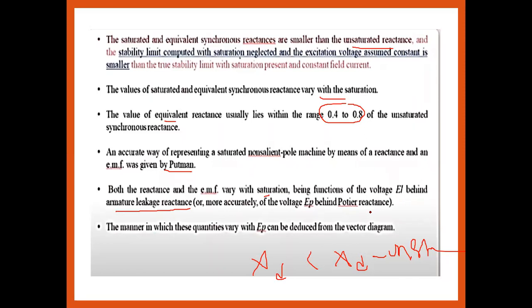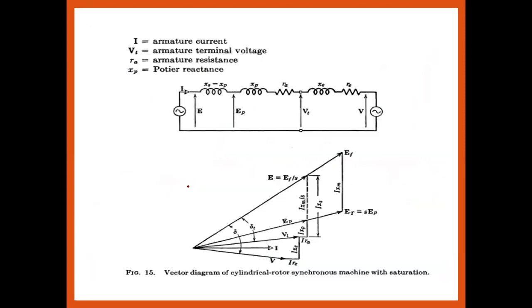So the manner in which this quantity varies with E_P, the voltage behind the Potier reactance, can be deduced from the vector diagram. Means what? To find the equivalent synchronous reactance, we have to use the equation described by the scientist Potier, by means of the EMF, using the vector diagram and the Potier reactance as shown in the figure.